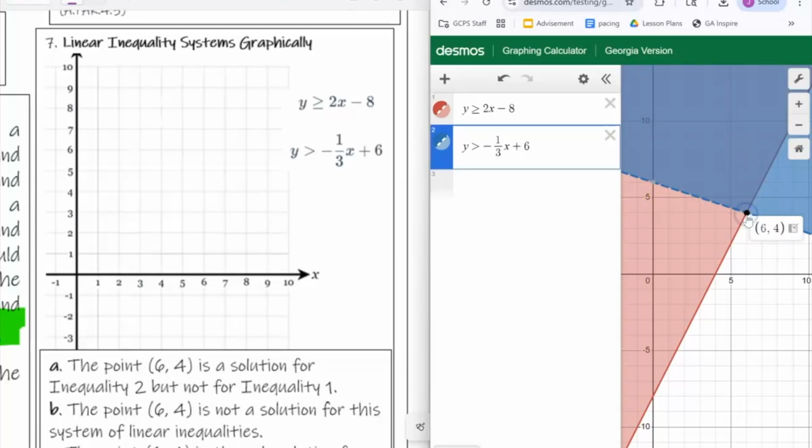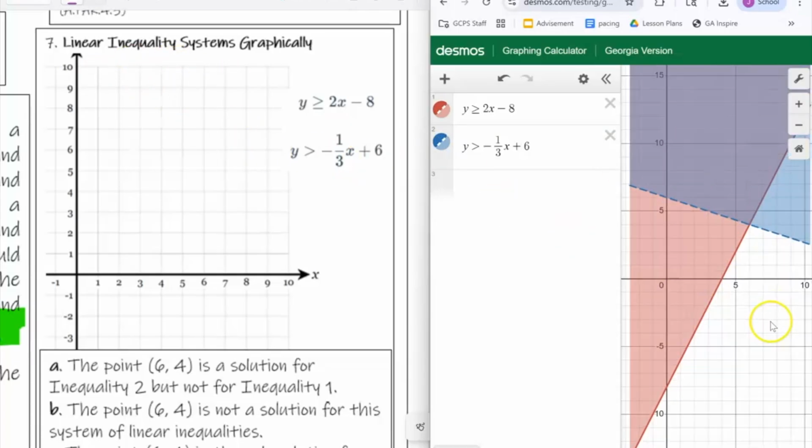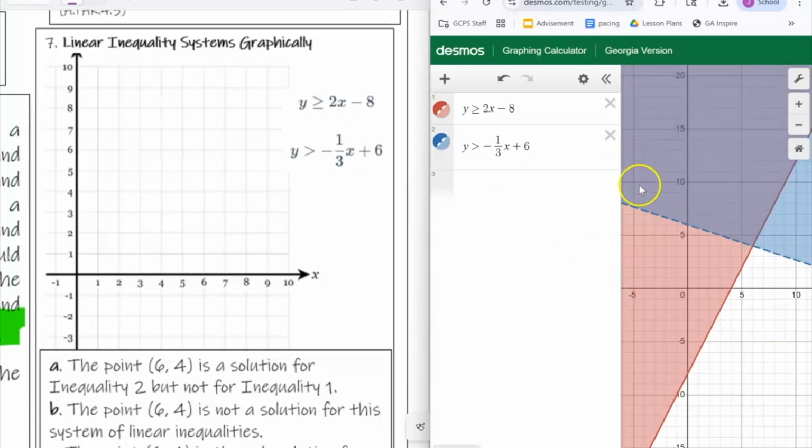Can I do this one? No, I can't do this one because it is on a dotted line as well as a solid line. All right, and then be careful about real world situations. This is not a real world situation, so I can go over here. This is a solution. I can have negatives, I can have decimals. It doesn't matter because it does not tell me a real world.